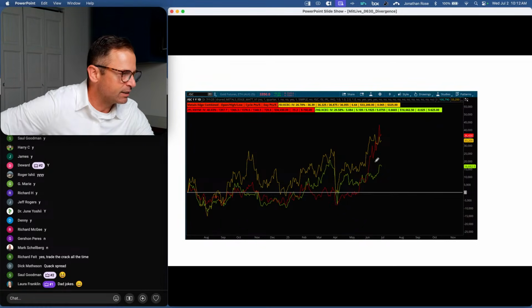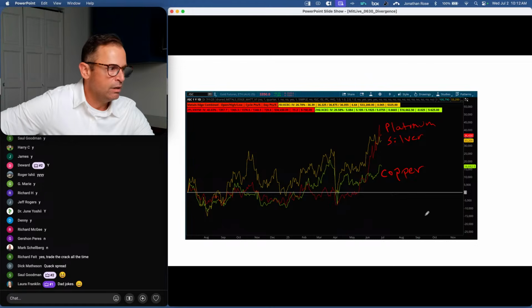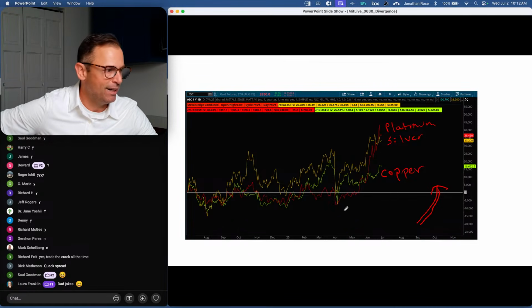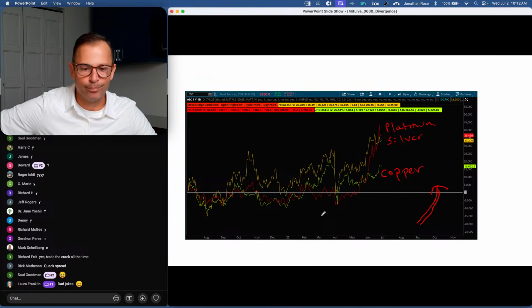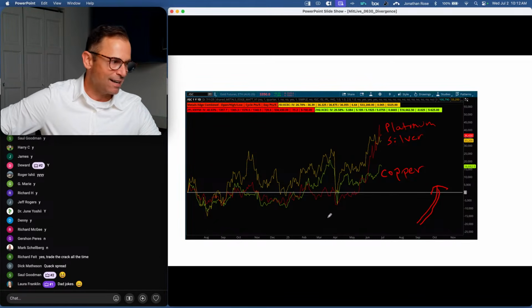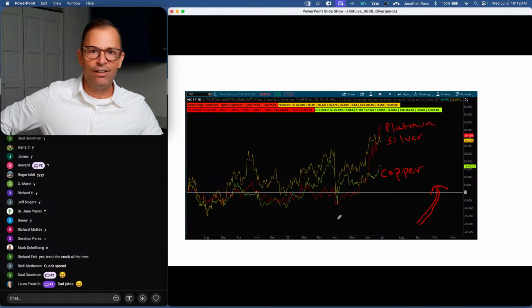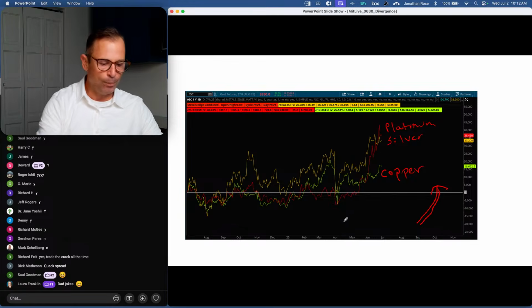We look at the metals complex: copper, platinum, silver, inflation. Hard assets get more expensive. What trades have we been looking at? Those who have been in the community, we are getting long platinum. We are getting long silver. We are getting long copper. Why? Because gold is taking out its highs. And they're all correlated. They're all playing catch up.